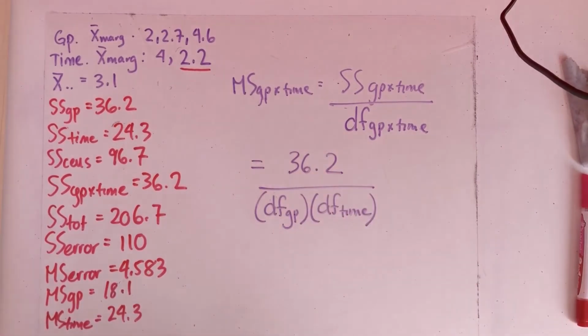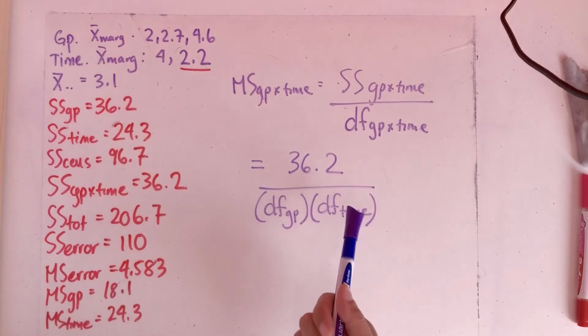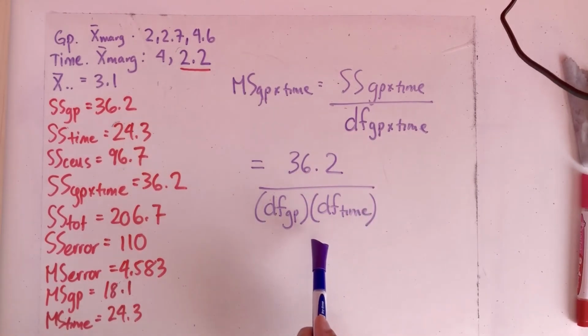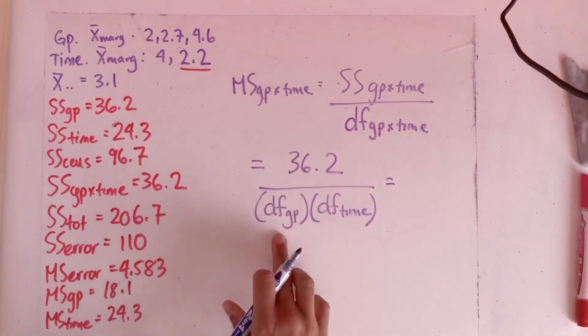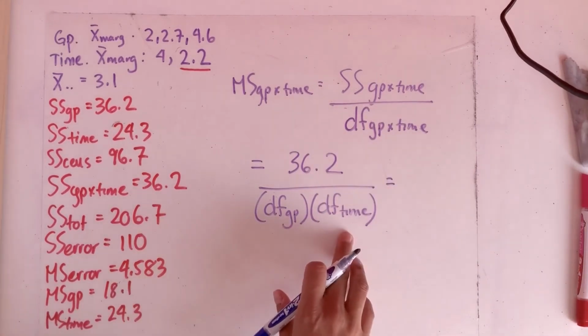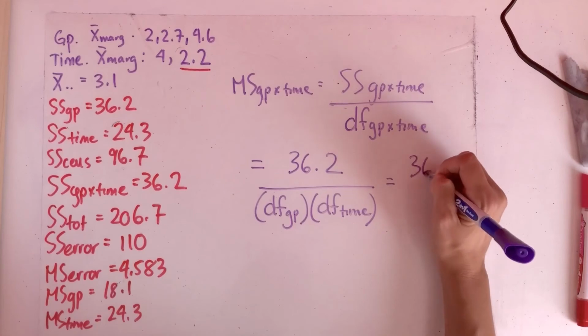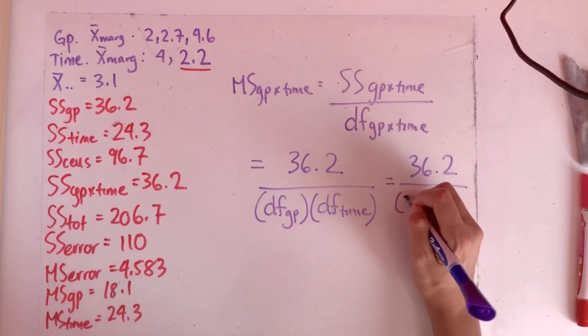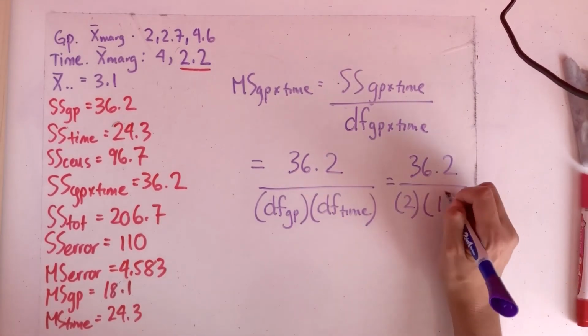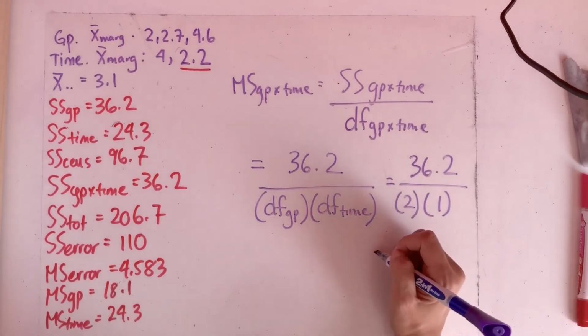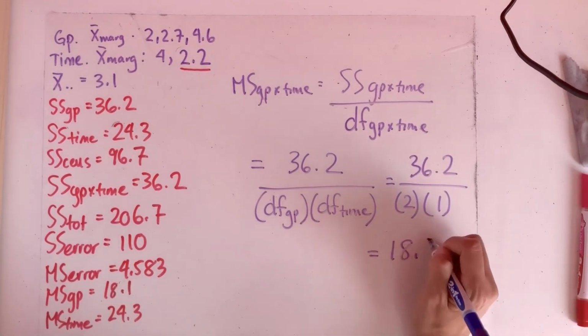whenever you have an interaction of two factors here and you want to compute the degrees of freedom so you can find your MS or you can report something, it's always just degrees of freedom of the first one times degrees of freedom of the second one. So that's 36.2 divided by 2 for degrees of freedom group times 1 for degrees of freedom time, and that gave us an 18.1.